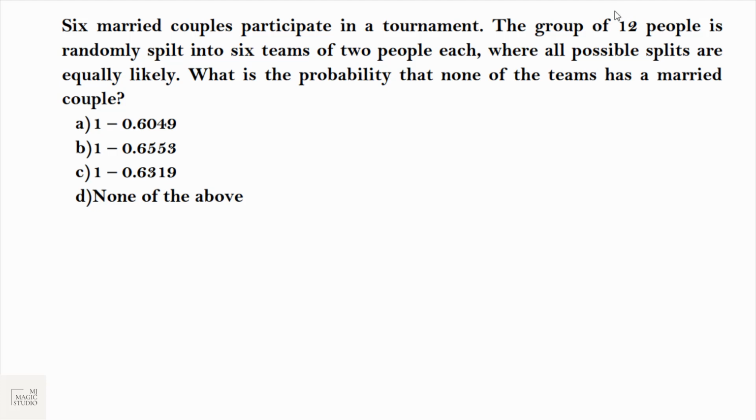Okay, on continuum mode, a question from probability, let's see what it is. 6 married couples participate in a tournament. The group of 12 people is randomly split into 6 teams of 2 people each, where all possible splits are equally likely. What is the probability that none of the teams had a married couple?